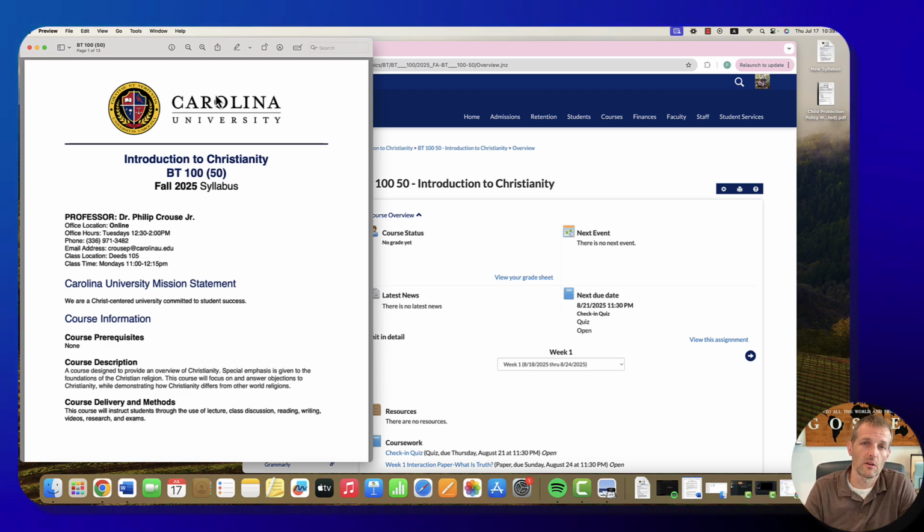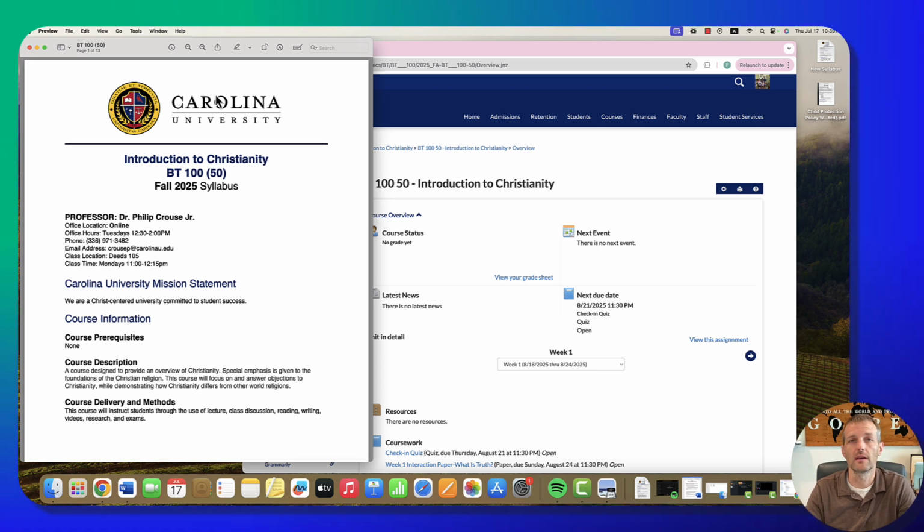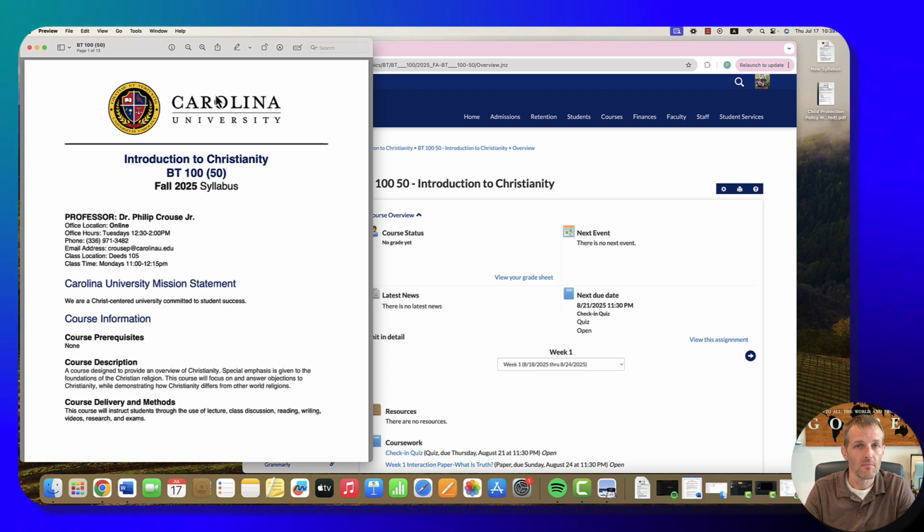I'm a pastor at a local church in Germantown and love pastoring. It's my dream job. I also love teaching. I've been at Carolina U. Now this is starting year 5. Fall of 2020 is when I started, and this is a course I've taught more than any other course. I love teaching this course, meeting new students.